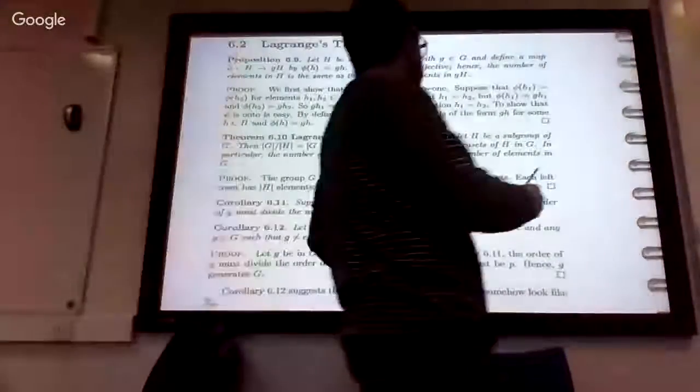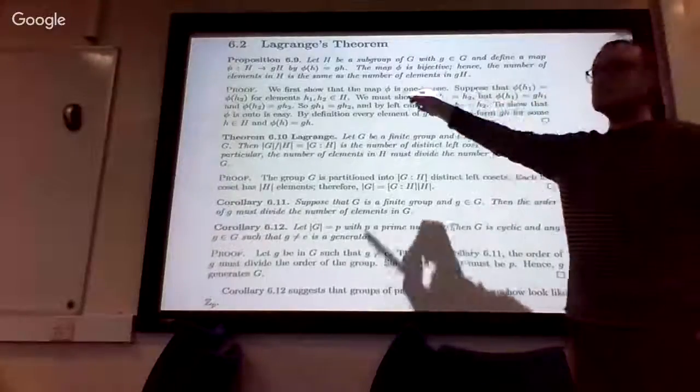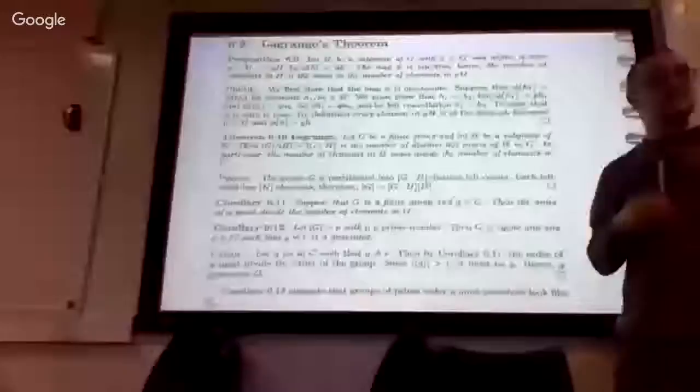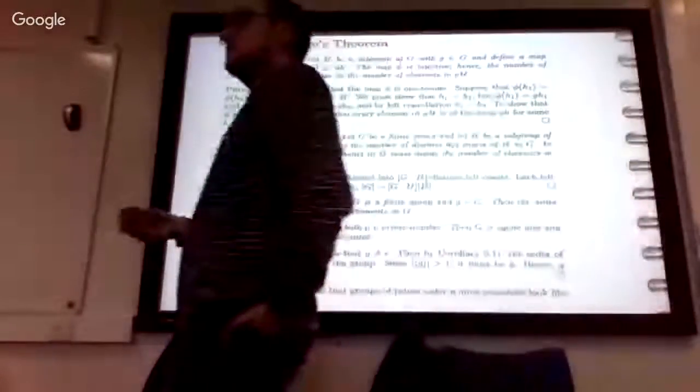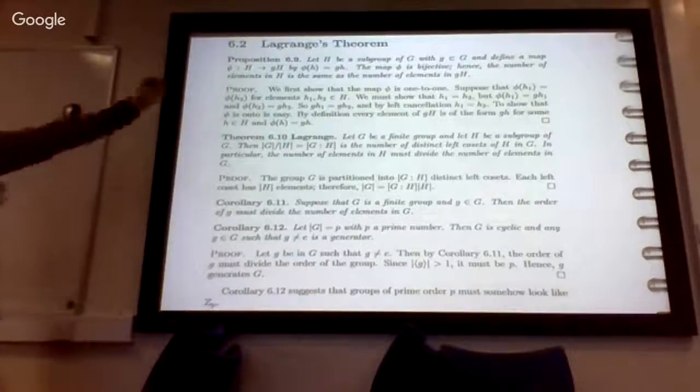And that tells you that h1 is equal to h2. So the only way to see the same value come out of the phi function, that phi of h1 is equal to phi of h2, is to give it the same argument. That means it's one-to-one. You give it different arguments, it gives you different values. That's injectivity, showing it's one-to-one.